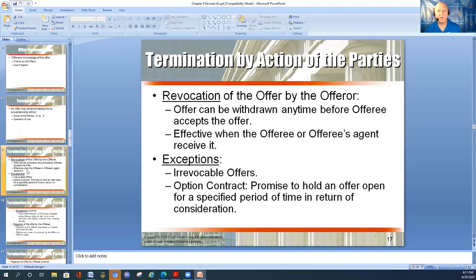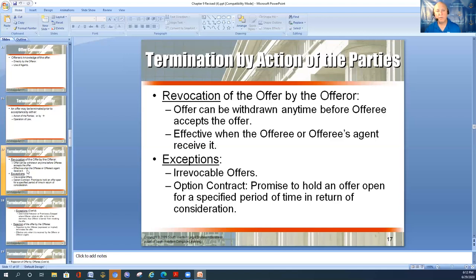An offer expires or dies if you gave it a certain time limit. I'll sell you my car by Friday, but you got to tell me by Friday. You got to accept by Friday or else I'm going to do something else. Well, Saturday comes and you try to accept, you can't accept that offer anymore because it has expired. It has terminated. It has died. So an offer dies from a lapse of a reasonable time or through a time limit that you give the offer, or it also dies if it is rejected by the offeree.